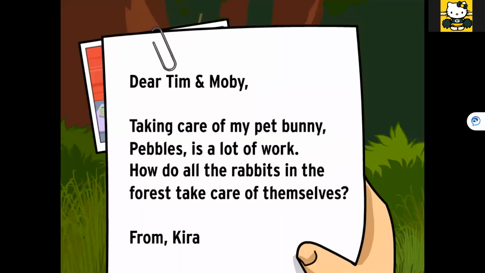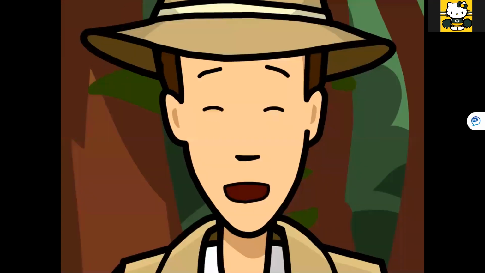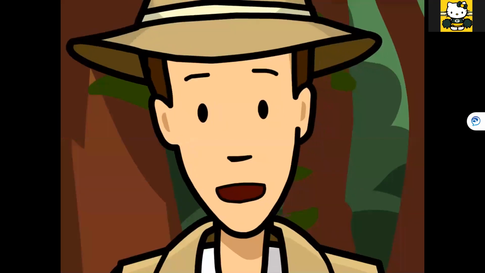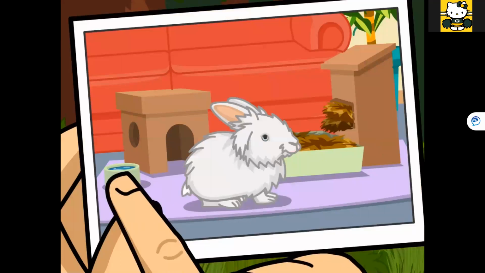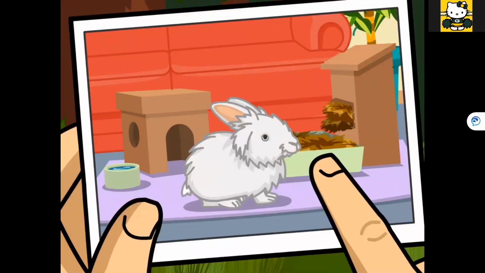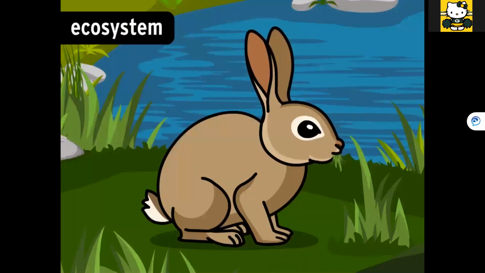Dear Tim and Moby, taking care of my pet bunny, Pebbles, is a lot of work. How do all the rabbits in the forest take care of themselves? From Kira. Aw, look, it's a picture of Pebbles. I don't have a pet rabbit, but I know they need at least a few basic things. A home, food, water, and waste cleanup. Wild rabbits need all that too, but they get it from their ecosystem.